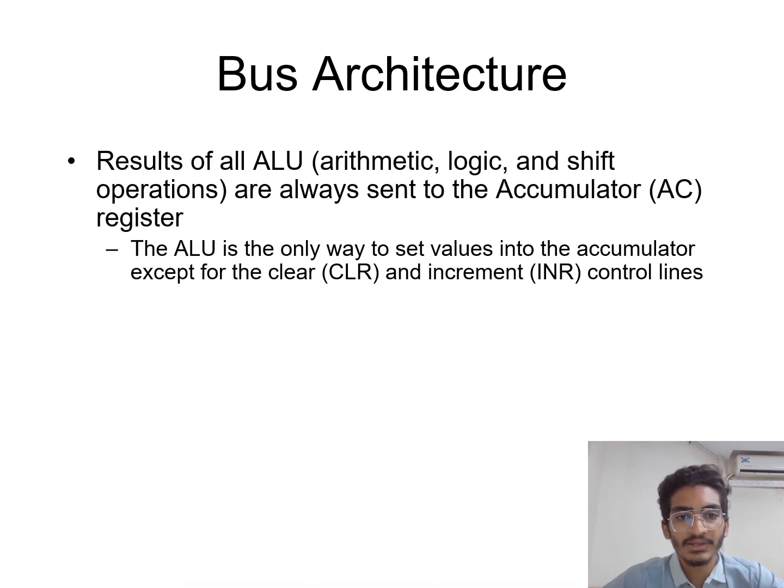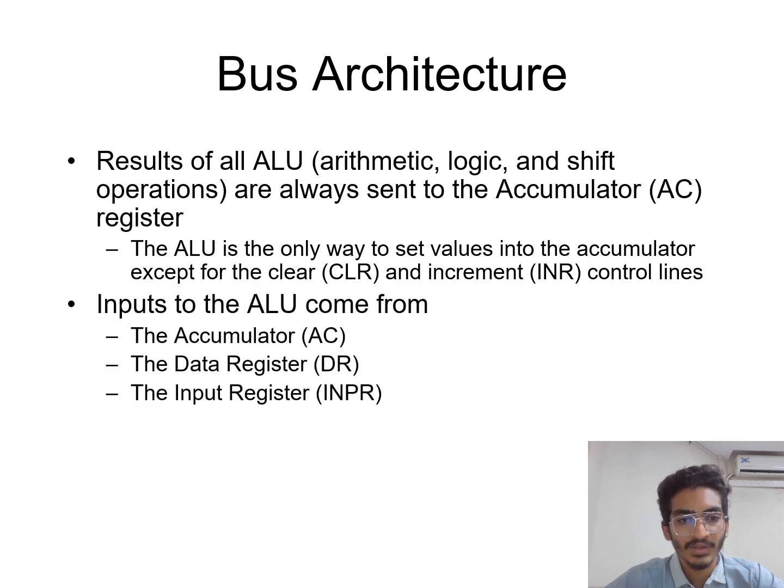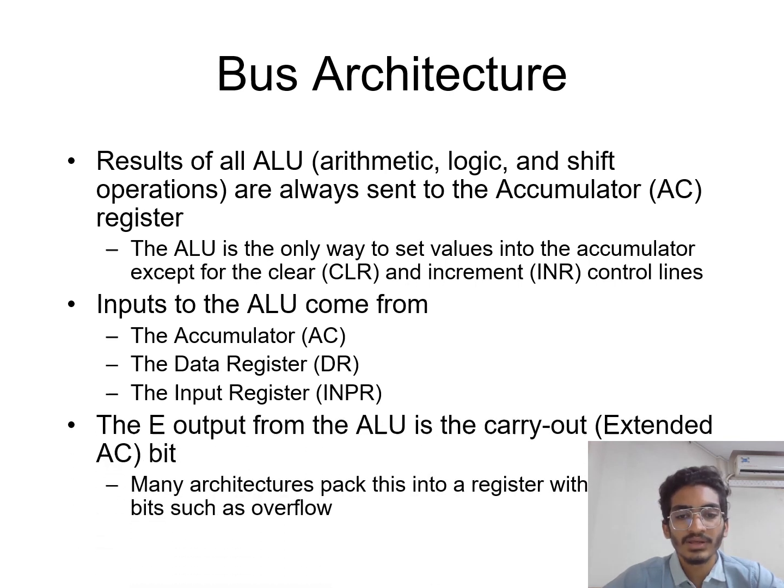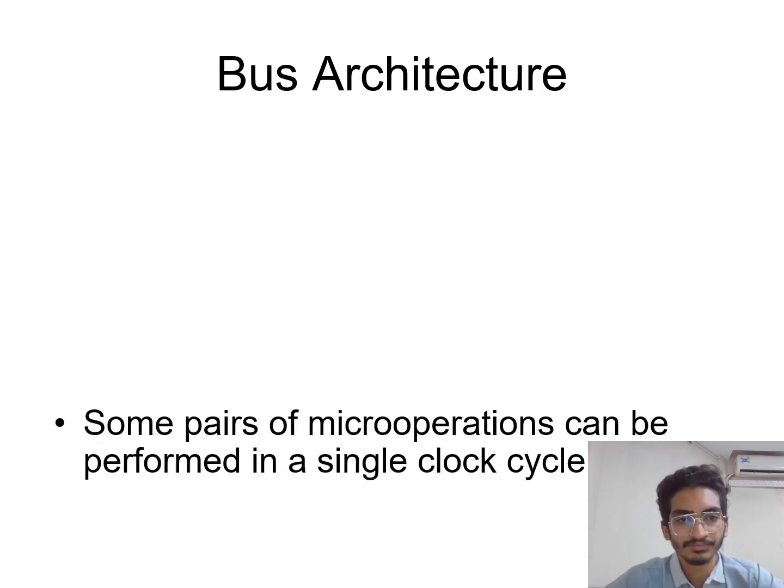Results of all ALU operations are always sent to the accumulator register. The ALU is the only way to set values into the accumulator, except for the clear and increment control lines. Inputs to the ALU come from the accumulator, data register, and input register. The E output from the ALU is the carry out bit. Many architectures pack this into a register with bits such as the overflow.